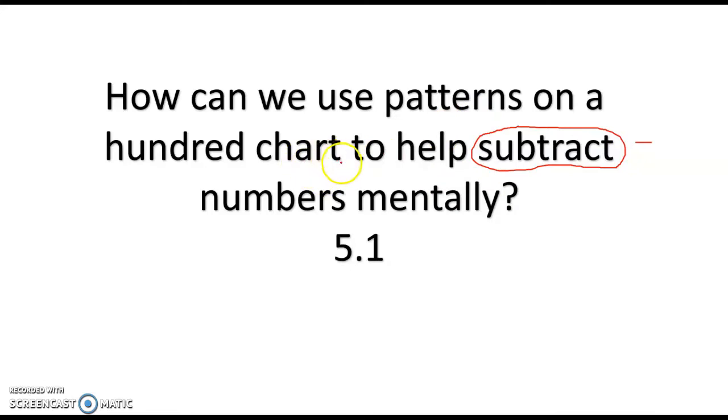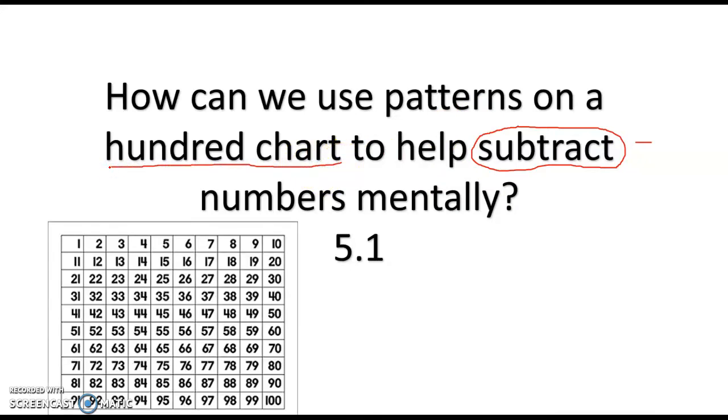And we're going to be using a hundreds chart to help us do that. You know that a hundreds chart has numbers 1 through 100. They're in rows of 10. In the past, we've looked at the hundreds chart and we've talked about the patterns on it. So we can also use those patterns that we know about to help us subtract on the hundreds chart.